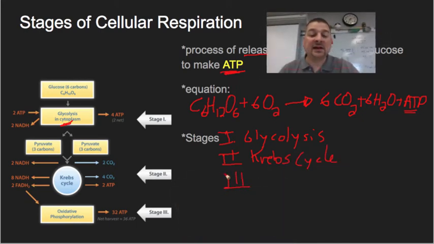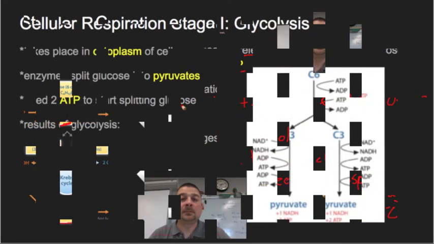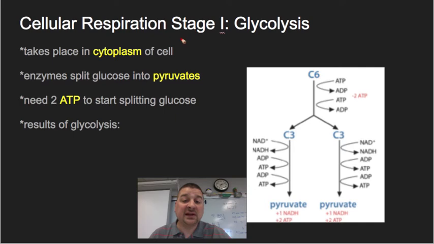And the final stage is to take all the high energy electrons and get the energy out of the electrons and turn them into ATP. In a process, here it's labeled oxidative phosphorylation, very similar to photosynthesis in the previous videos. It's going to be called the electron transport chain, or the ETC. Okay, sometimes called the electron transport system, or ETS as well. Okay, in this video we just want to cover the first stage, glycolysis.